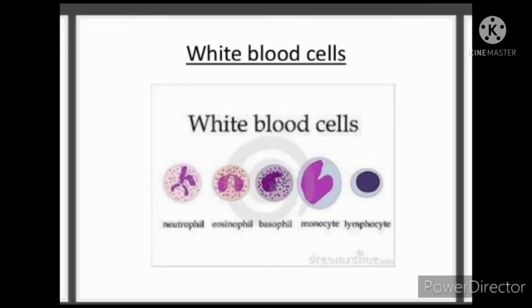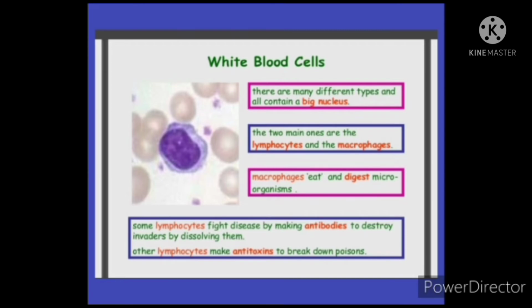In this slide you can see the diagrams of white blood cells. Here you can see there are so many types of white blood cells, which are different by name because some of them have different functions also. So by name they are monocytes, lymphocytes, neutrophil, eosinophil, and basophil. Now we will read about white blood corpuscles or WBCs, or we can also call them leukocytes.